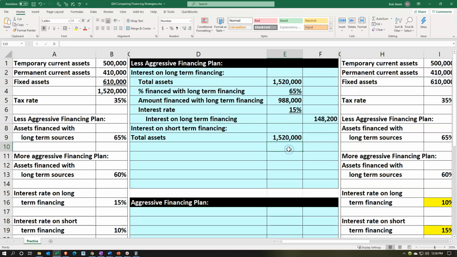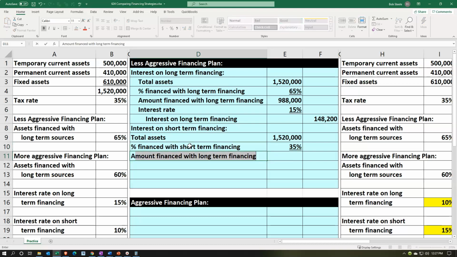So 100% minus the 65. I'll say 1 minus, or 100% minus the 65. And then percentify that number. Home tab, numbers, percentify, underline, Home tab, font group, underline. And that is going to be then the percent financed with short-term financing. And then we're going to have the amount financed with short-term financing, which is going to be equal to this number times the 35%. And obviously if we were to add this and this up, that's going to be our total. So we're financing all the assets here with our financing plan.